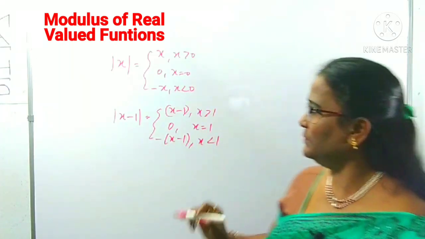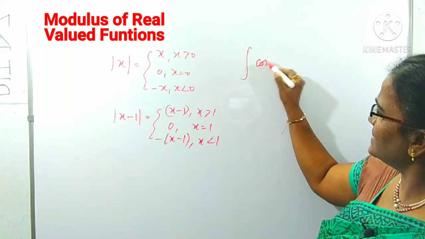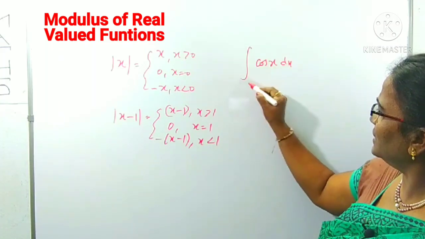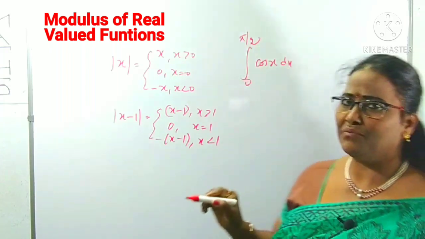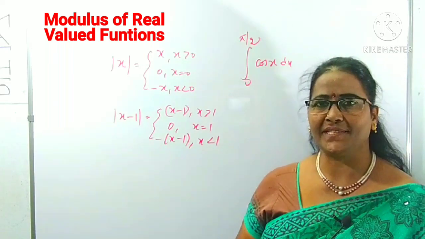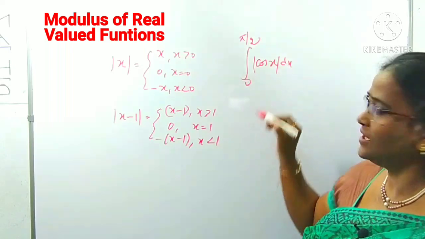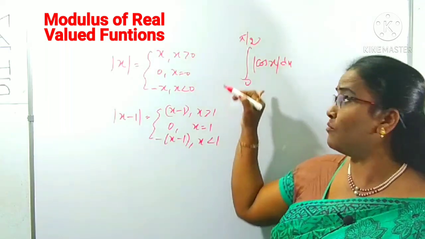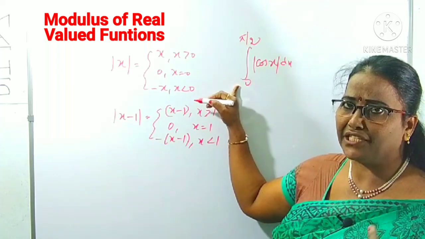Clear? Now, for example, if I take it like this, integral of mod of cos x from 0 to pi by 2. You can observe that here, in between 0 to pi by 2, cos x is clearly positive. I use a modulus here, mod of cos x. See, it is in the form of mod x. What are the limits here? Like this, we can apply the integrations.